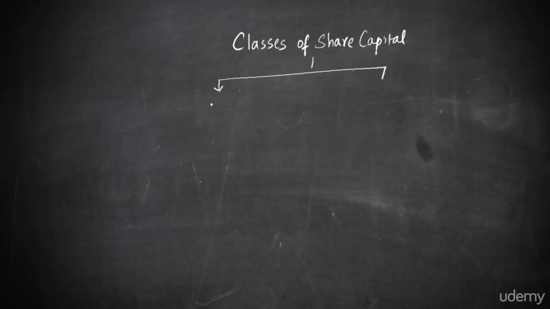Number one, that which is coming from equity shareholders, we'll call that equity share capital, and the other one that is coming from preference shareholders, we'll call that preference share capital. So basically we have two classes of share capital. Now let's understand what goes into equity share capital.